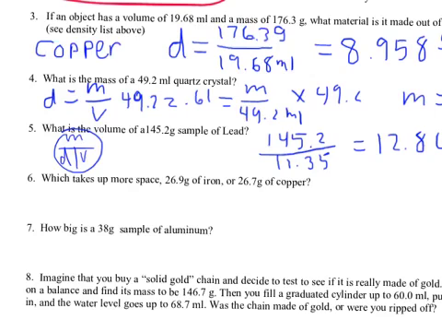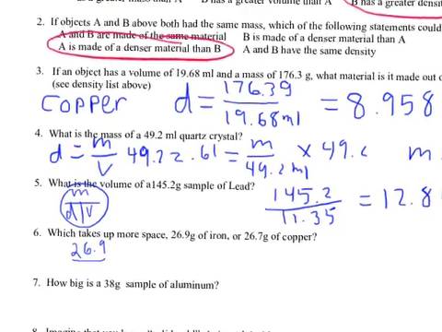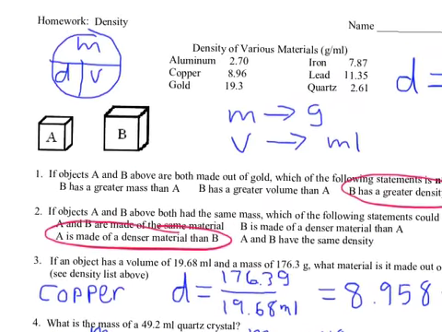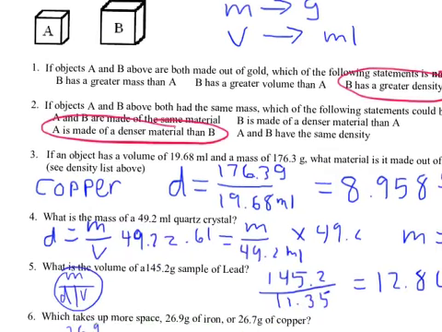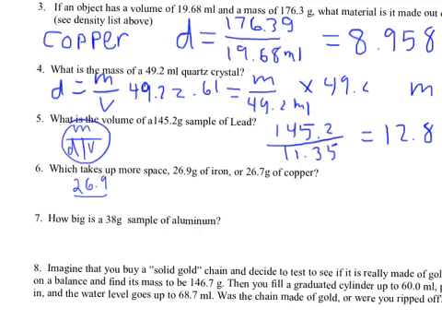So I'm going to take, in this case, the mass of iron, which is 26.9 grams, and I'm going to divide that by the density of iron, which is right here, 7.87. So let's come back down here. I'm going to divide it by 7.87, and when I do that, that's going to give me 3.41 milliliters, because I'm looking for space.